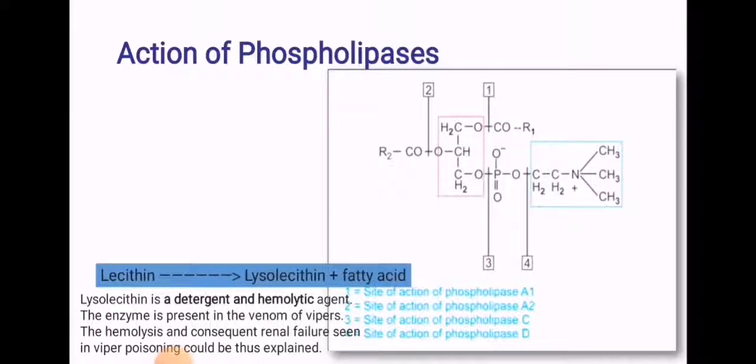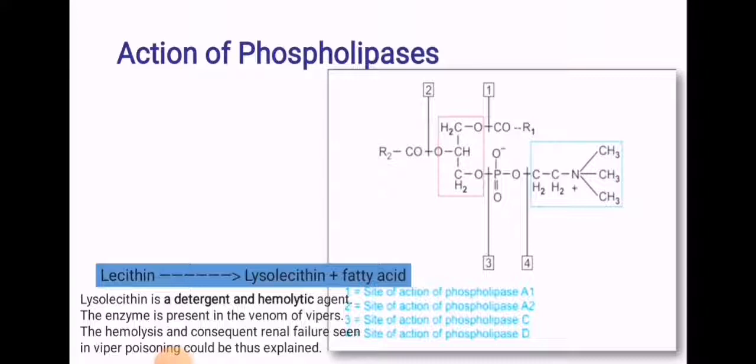So what is the action of the phospholipases? Here you can see in the diagram, numbered as 1, 2, 3 and 4. Number 1 is the site of action of phospholipase A1, whereas number 2 is the site of action of phospholipase A2, which is very important. Number 3 is the site of action of phospholipase C, and number 4 is phospholipase D.